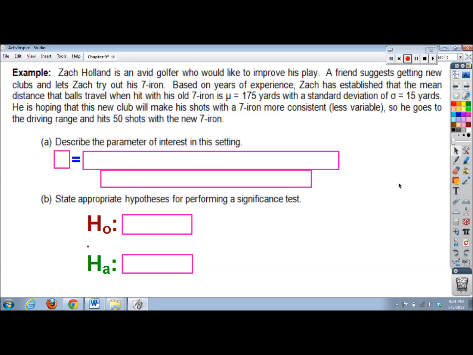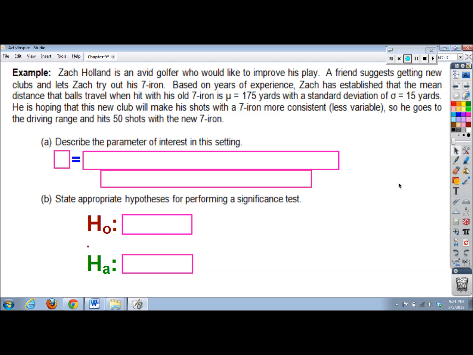So an example we're going to look at. Zach Holland, who's an avid golfer, would like to improve his play because he's a terrible golfer. A friend suggests getting new clubs and lets Zach try out his 7-iron.